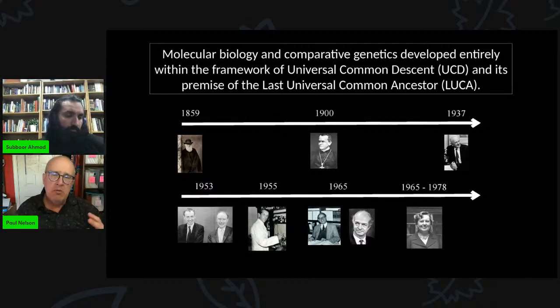Now, if we think about a timeline of the science, molecular biology and genetics grew up entirely within a framework of universal common descent and the premise that the last universal common ancestor actually existed. So my timeline here starts with Darwin and the publication of The Origin of Species. Mendel is rediscovered around the turn of the 19th to the 20th century. Actually, his work was done back here in the mid 19th century, but really almost entirely ignored until it was rediscovered at the beginning of the 20th century.